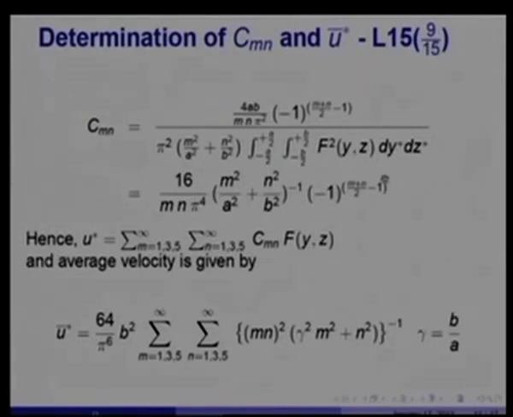expression for Cmn, and therefore, the velocity is now given by Cmn, that expression, multiplied by cos m pi z by a times cos n pi y by b, which is the f y z function. Of course, you must now integrate this over the cross section of the duct to obtain u bar star, which comes out to be 64 by pi raised to 6 into b square into all this, and I have now used gamma as the aspect ratio, the ratio of the shorter side to the longer side. Gamma is the aspect ratio of the duct.